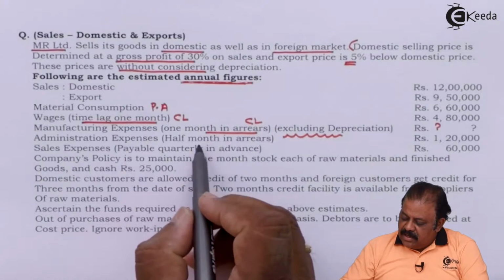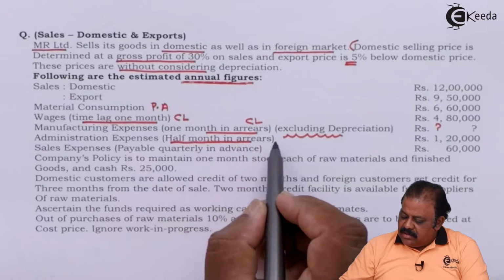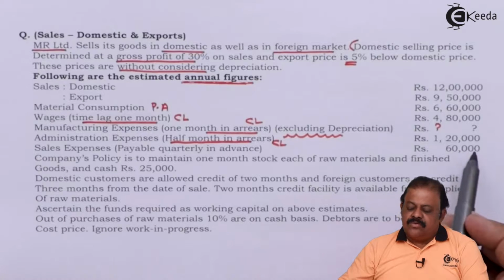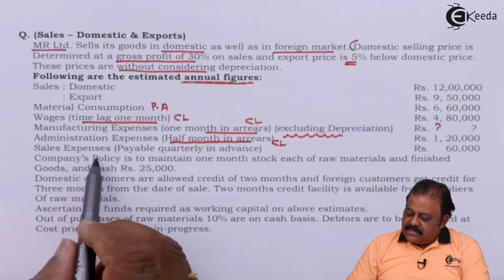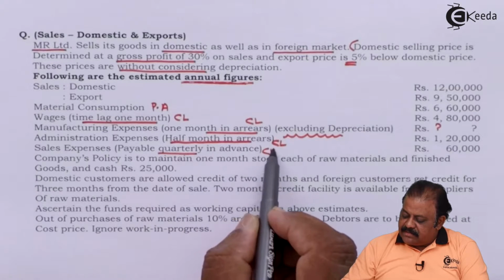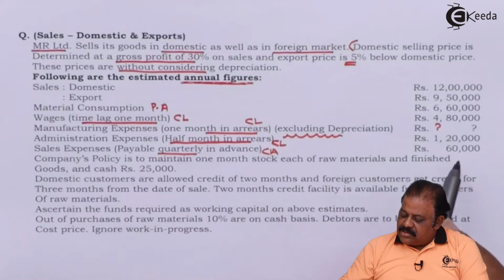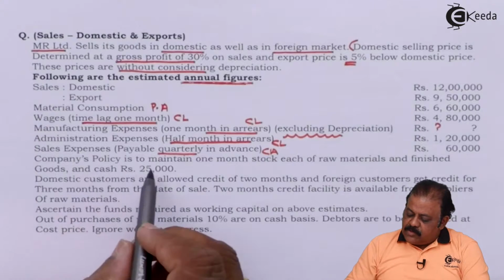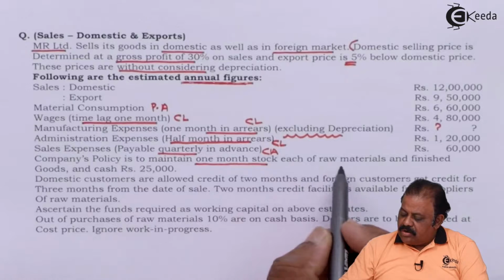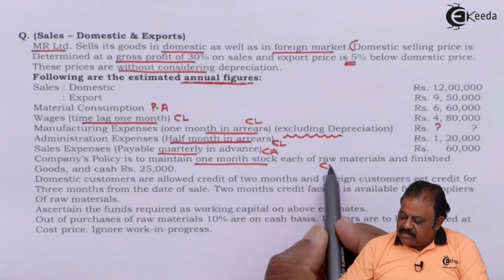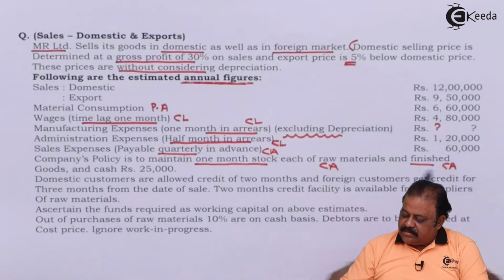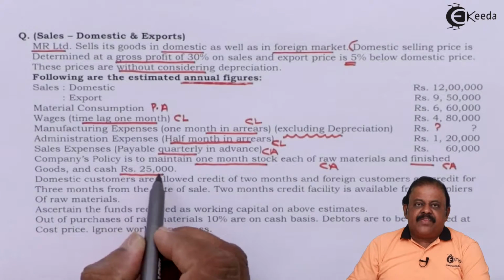Administration expenses, half month in arrears. Again, it will be a part of current liability. Amount is given 1,20,000 per annum. Sales expenses payable quarterly in advance, the part of current asset. Amount is 60,000. Company's policy is to maintain 1 month stock each of raw material, that is current asset, and finished goods, which will be also current asset. Cash rupees 25,000.